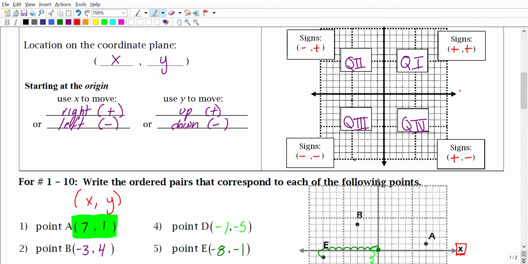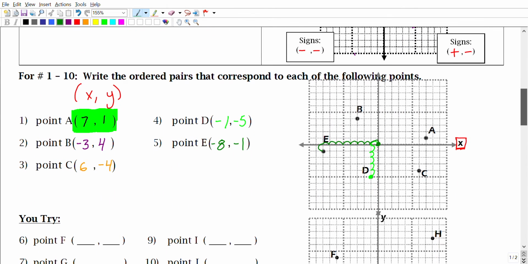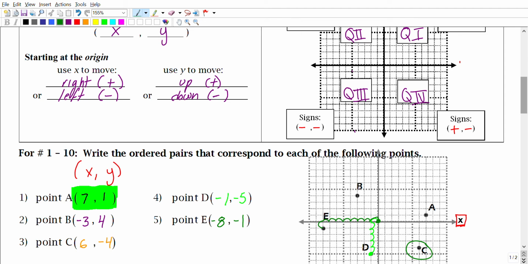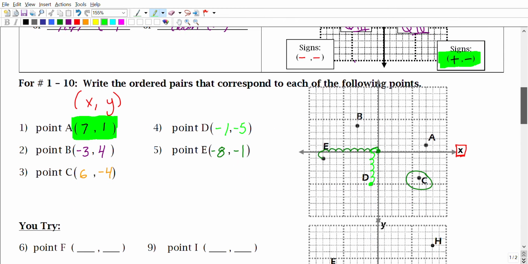Now let's go ahead and take a look at another example. Let's say, for example, point C. Point C was in the fourth quadrant, according to our quadrant chart, which means that I should have a positive x value and a negative y value. So let's double check that. Do I have a positive x value and a negative y value? Yes, I do. Okay, so that's another way you could double check your work, guys.